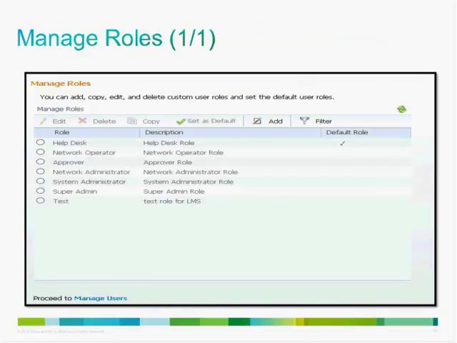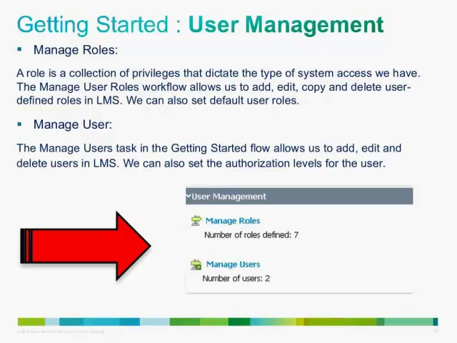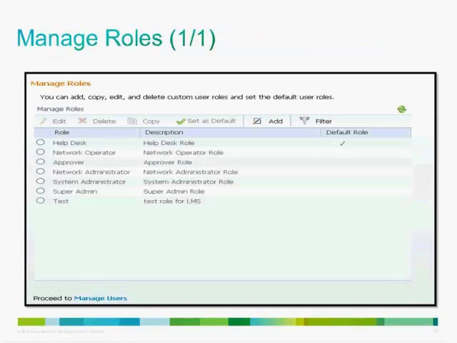Once you click here in Manage Users or Manage Roles, you'll see this window from where we can add. There are by default these 6 roles available: Help Desk, Network Operator, Approver, Network Administrator, System Administrator, and Super Admin. There's a test user. You can also create other user-defined roles where you can define what kind of authorization level one user may have.